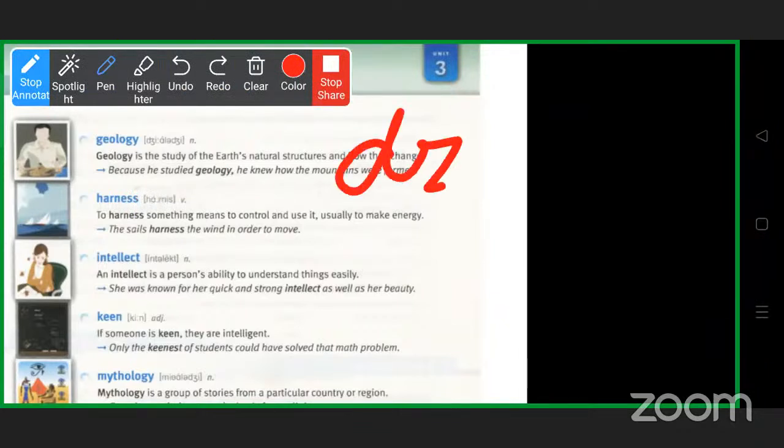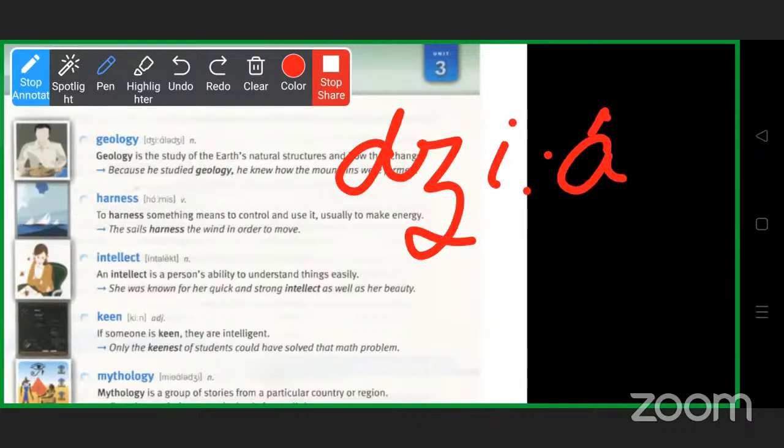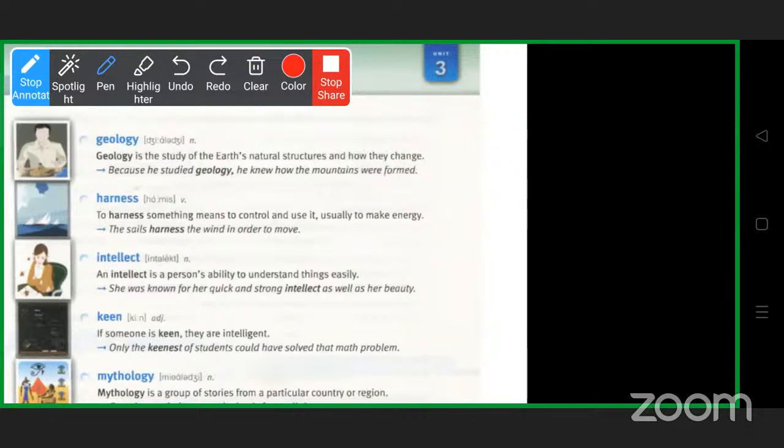Then thereafter we see the J sound is like this. Geology's J sound is like that. Geo, lengthy word, geology. If it is the O sound, it will be like that.